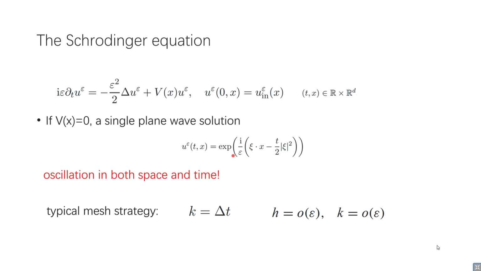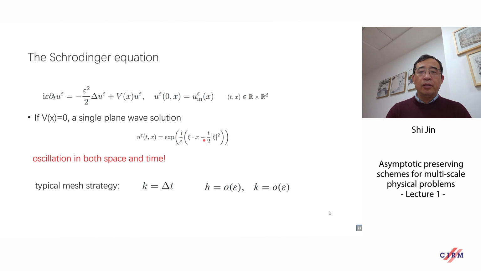As you can see from here, you have e to the i over epsilon times a function of x and t. So you have e to the i x over epsilon, which shows you have oscillation in space, with frequency 1 over epsilon, or wavelength of order epsilon. A very small wavelength, where epsilon is small. You also have oscillation in time, because you have e to the i t over epsilon. So your solution is oscillatory in both space and time, with lots of oscillations in your physical domain.